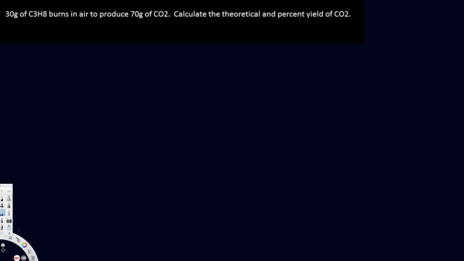Let's do this problem right here. The question is asking: 30 gram of C3H8 burns in the air and produces 70 gram of CO2. Calculate the theoretical and percentage yield of CO2. So let's see how we can calculate this one.